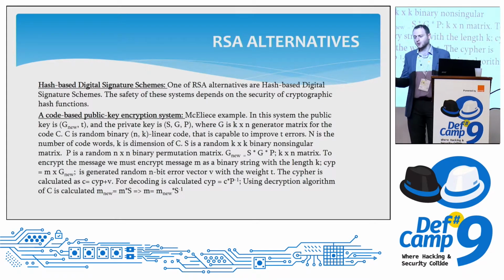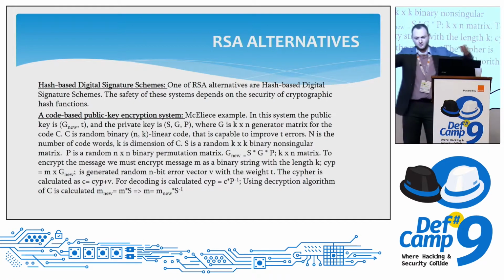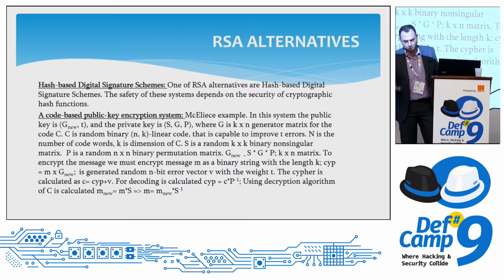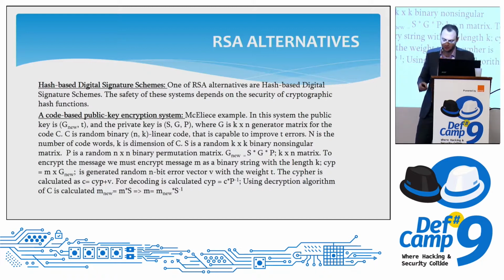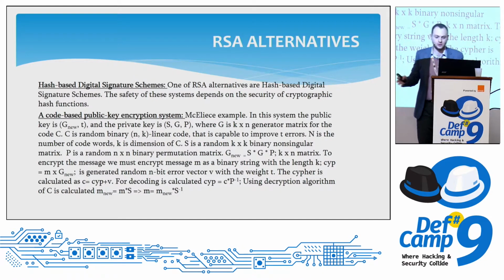What to do? Okay, we have RSA alternatives today. I will just shortly describe the basics of them, and afterwards we will do serious research on two of them. The first one is the hash-based digital signature scheme. I will not talk a lot about it now, because I will talk about it a lot very soon. Its security depends on the hash functions that it uses.